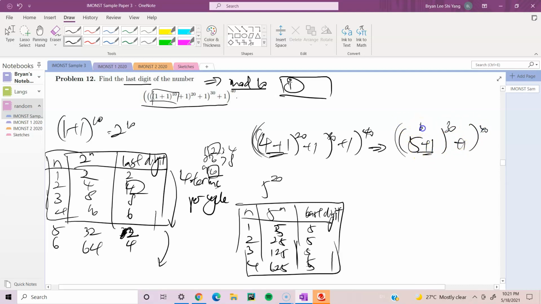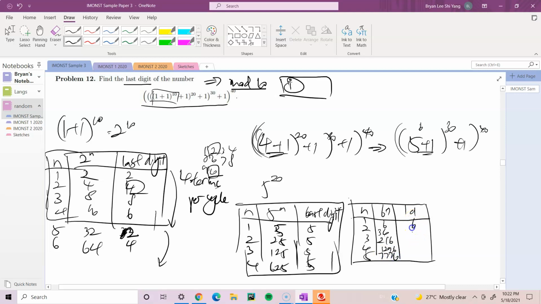Then we can see here this is a 6, right? So let's do this for 6. Then I'll abbreviate the last digit with LD, as you can see here. So I hope you can understand it. So n, 1, 2, 3, 4, 5, right? So we have 6 to the power of 1 is 6, 6 to the power of 2, 36, 6 to the power of 3, 216, 6 to the power of 4, 1296, 6 to the power of 5, 7776, and you can see all the last digits are still 6, and this will continue indefinitely. So we can move this down. We can become something like 6 plus 1 to the power of 40, which is 7 to the power of 40. So let's check for 7.